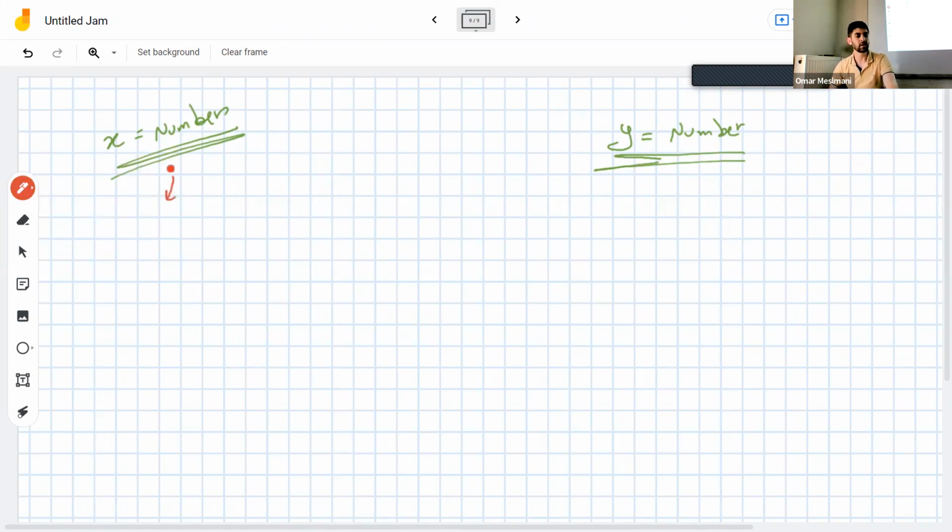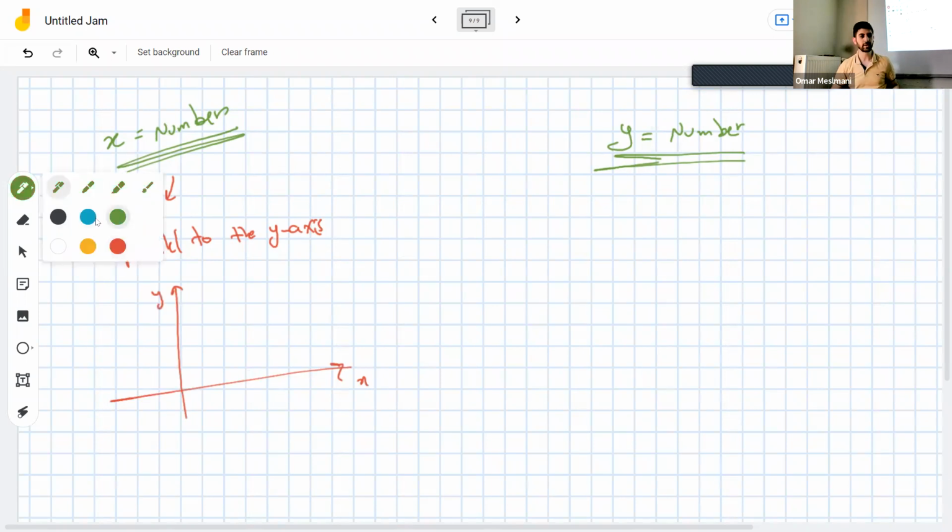Exactly. The x equals number, right, guys? X equals number is going to be a line parallel to the y-axis. Parallel means that the lines will never intersect, okay? Like somehow like this. That's the x-axis, and that is the y-axis. So your line will be parallel to the y-axis, like this. It's going to be parallel to the y-axis.